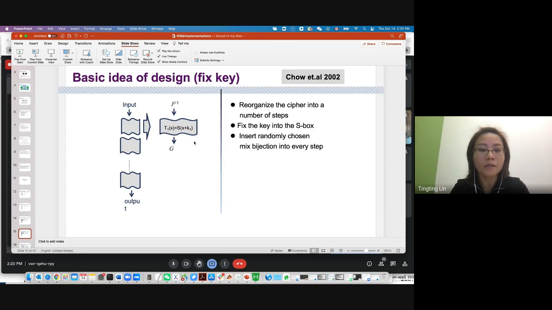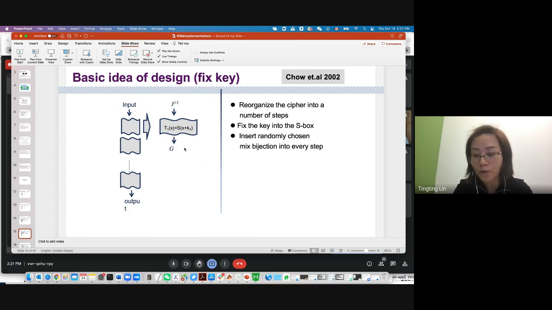And that's not enough if you just embed the key into the S-box, because the S-box is public. If you just embed a key, it's very obvious. You can recover it anyway. So we need to use some other things to protect this S-box, this keyed S-box. So we insert randomly chosen mixing bijections into every step, like the F and G. We use that to protect this S-box.